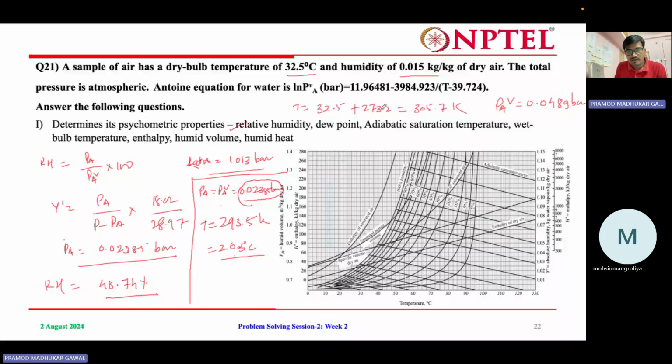Now, using this temperature and humidity, we can calculate the dew point with the psychrometric chart. The temperature is 32.5. Here are 1, 2, 3, 4, where each division means 2.5, so it's the first one, right? The humidity is given as 0.015, so I can draw the line, right?